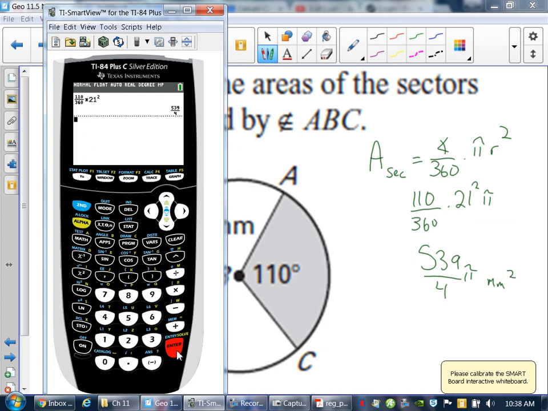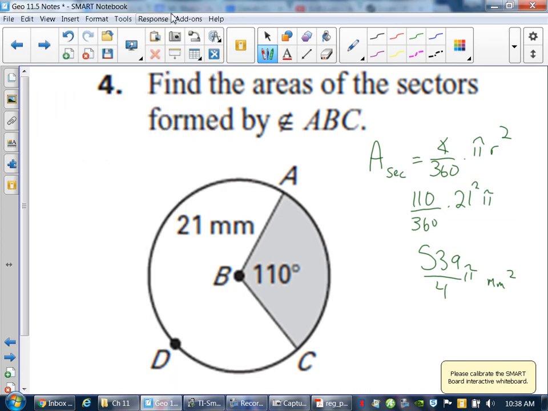Okay. Now, the other one, what would the central angle be for the non-shaded?